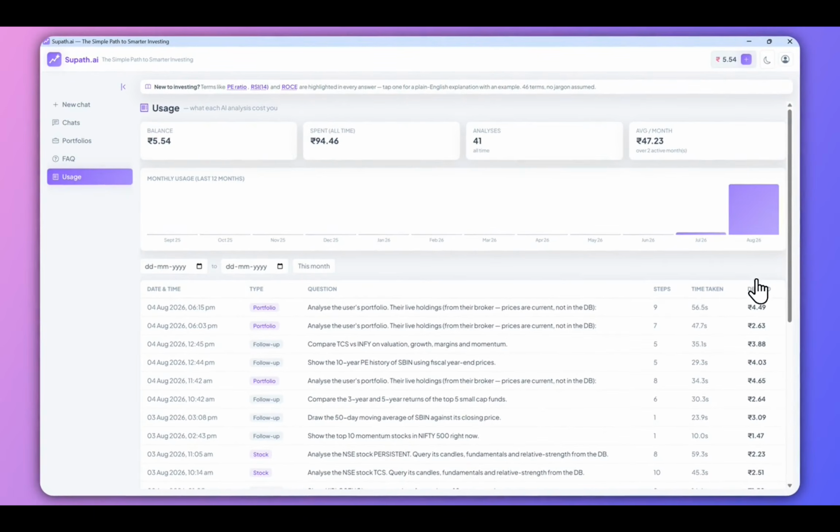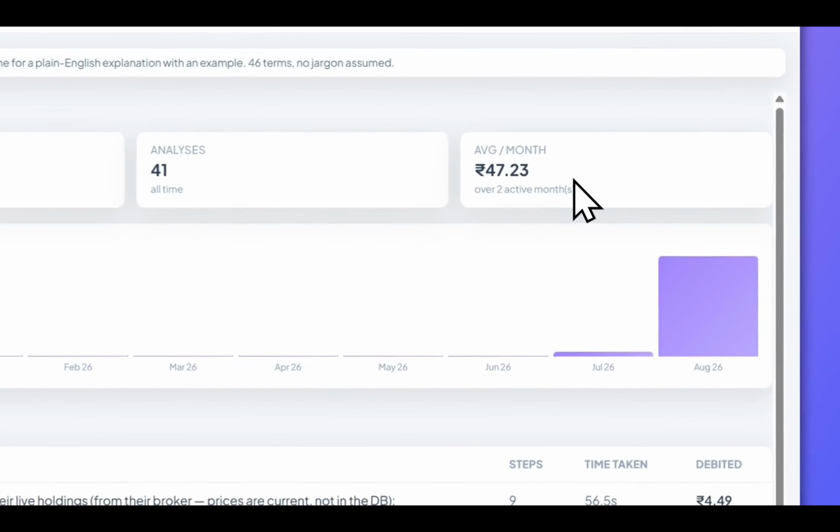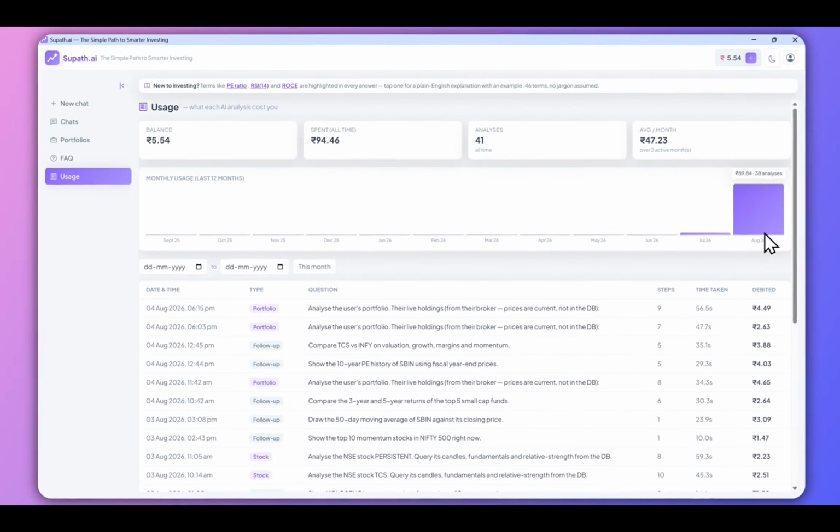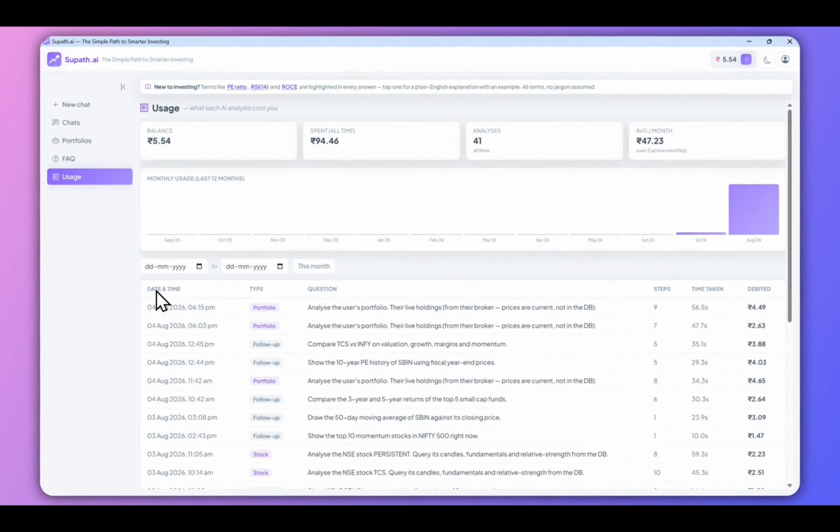Supath is token-based. Every analysis has a real compute cost behind it, and you can see exactly what each one cost you. Your balance, total spent, the number of analyses you have run, and the average per month. The chart shows monthly usage over the last 12 months. Below it, a line-by-line log. Date and time, the type of analysis, the question you asked, how many steps the AI took, how long it took, and the amount debited.